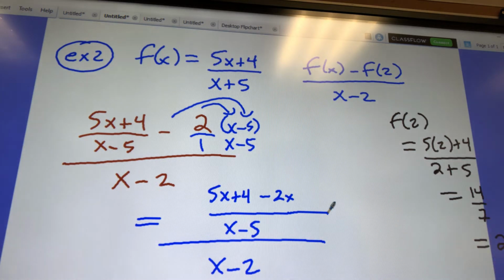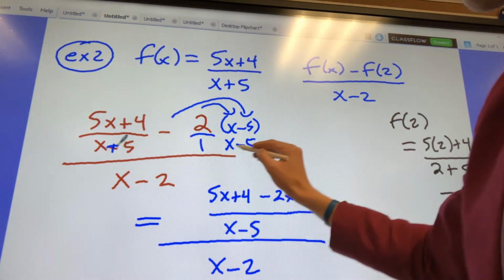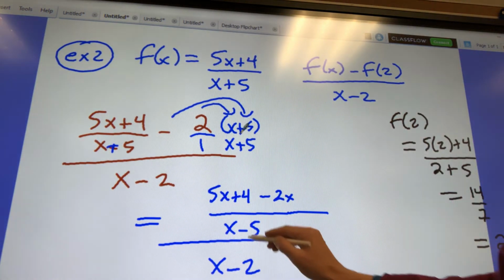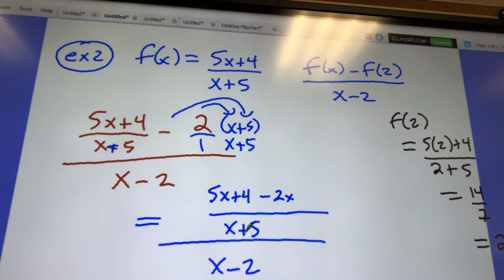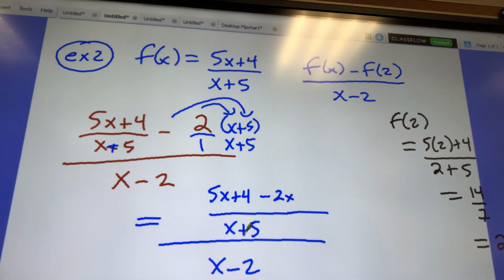I was like, we're not getting the same answer. Guys, it's x plus 5 here. I should have multiplied by x plus 5. All right, f of x is 5x plus 4 over x plus 5. It should not have been x minus 5. That is my mistake. That's why we're having the issue.